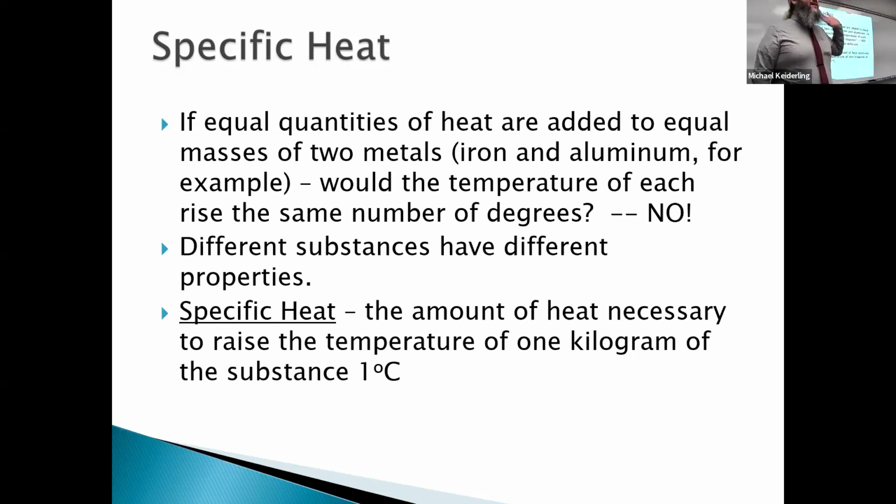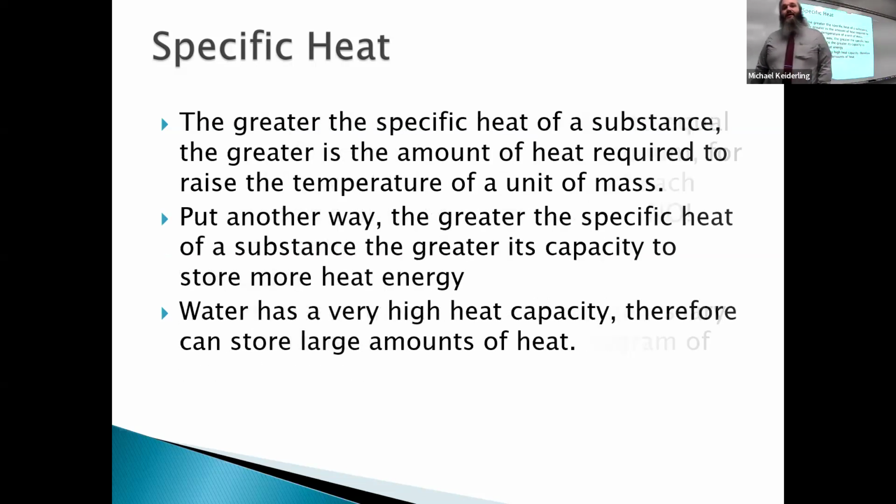It's either kilocalories per kilogram or calories per gram, or sometimes they'll have it in joules. But the greater the specific heat of a substance, the greater the amount of heat required to raise the temperature of some unit of mass. So the bigger the specific heat of the substance, the greater its capacity to store heat energy.